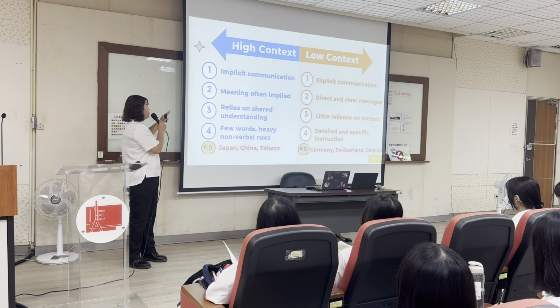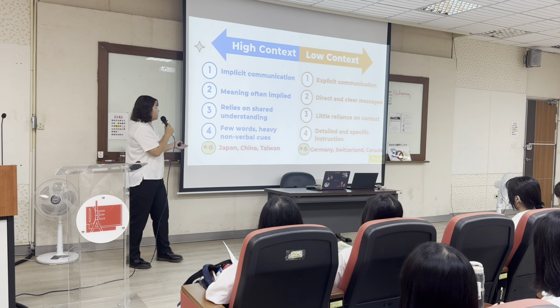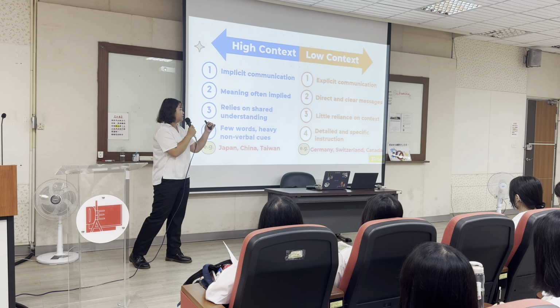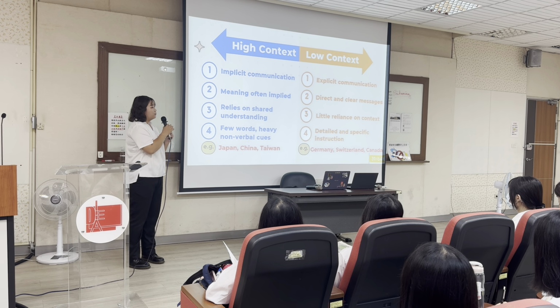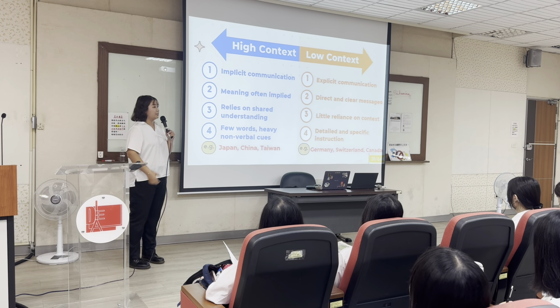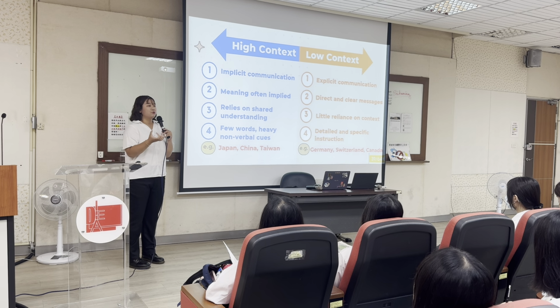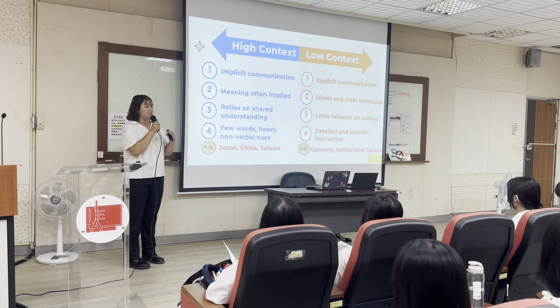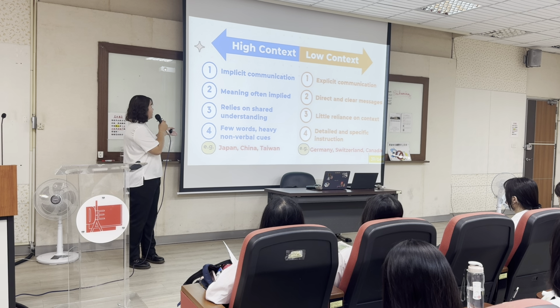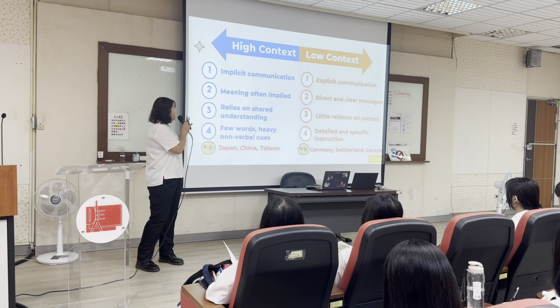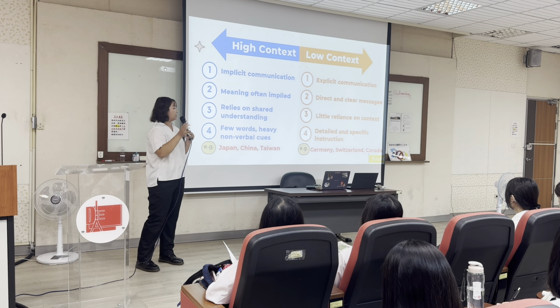The third one is relies on shared understanding, or in a low context culture, little reliance on context. So if you and your friends are going to hang out, and if your friend says, oh, let's go take lunch, and the next friend says, oh, I see, you don't need to talk too much, because you already know what each other is thinking. That's high context culture. And in low context culture, as I said, there's little reliance on context, so you have to say a lot of details to let people know what you are thinking.